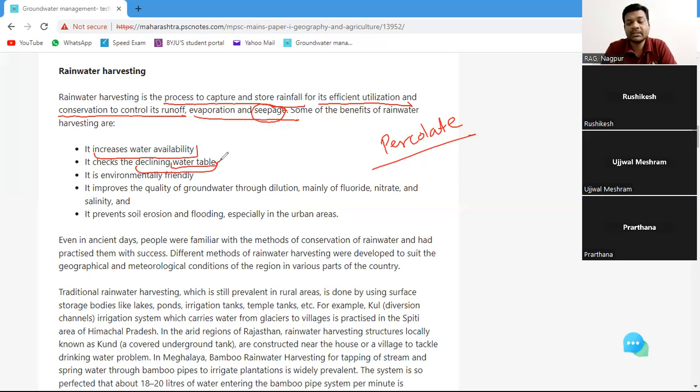Water table declines in the summer, but it increases in the rainy season, right? Why is it so? Because the water gets percolated inside the earth, inside the aquifer. It is environmental friendly, obviously. You need not go for some high end things. It does not mix chemicals with the chemicals in the groundwater. It improves the quality of groundwater through dilution, mainly of fluoride, nitrate, and salinity.